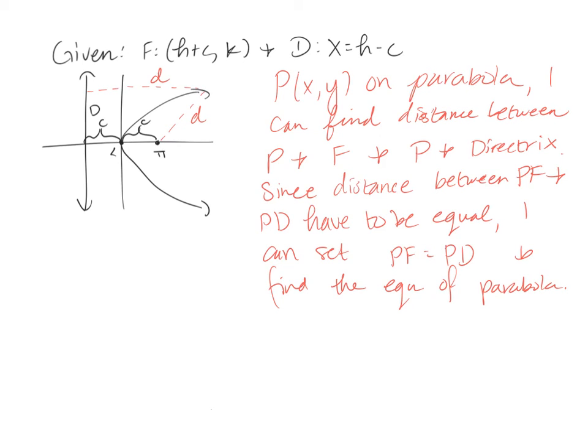Okay, so once I set PF equal to PD, I do the distance formula and solve, and again, I have to get the equation of the parabola out. If I get something other than the equation, like a number or a value, if I do not get a parabola equation out, something went wrong. It has to be the equation of a parabola coming from this. And that's how you find it given the focus and the directrix, but no vertex.